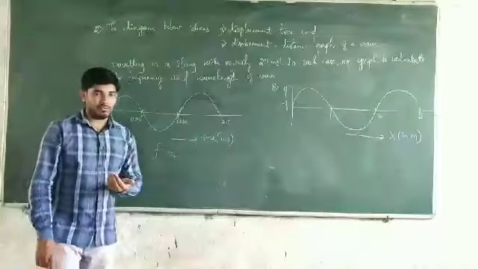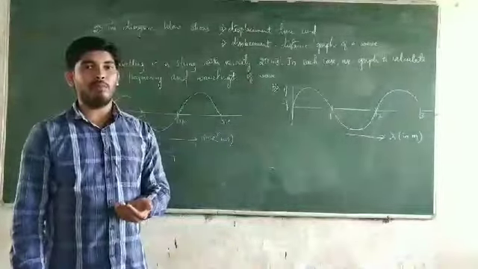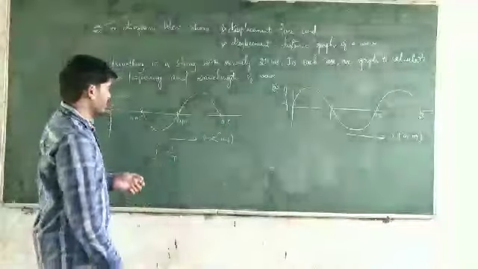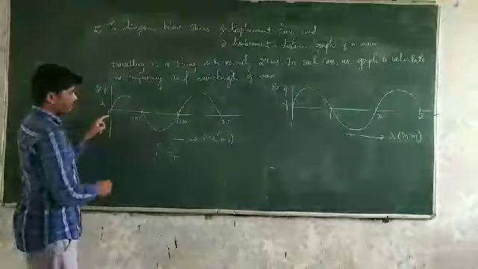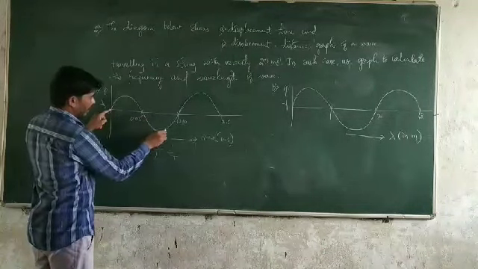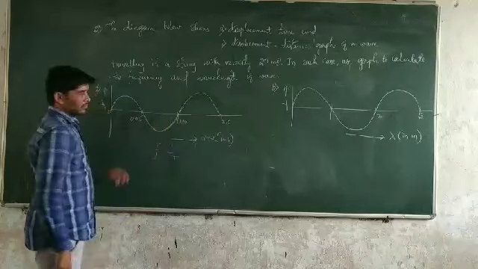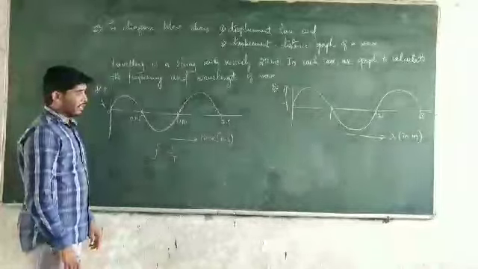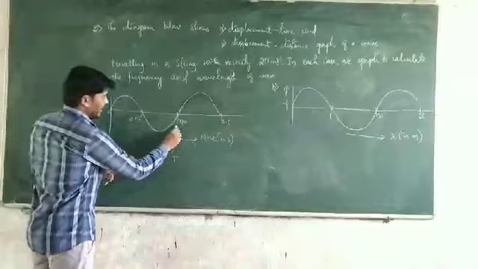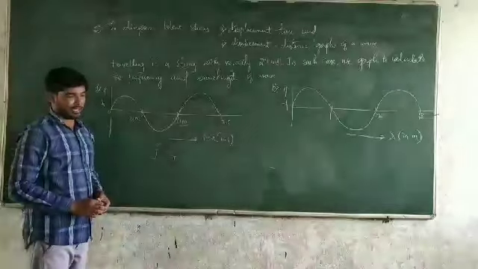I think you know what we mean by time period: the time taken by the wave to complete one vibration. This is the mean position of the wave, and from this point the wave starts to travel, and when it reaches this point, one complete vibration is done by that wave. So the time period of the first wave is 0.1 second.